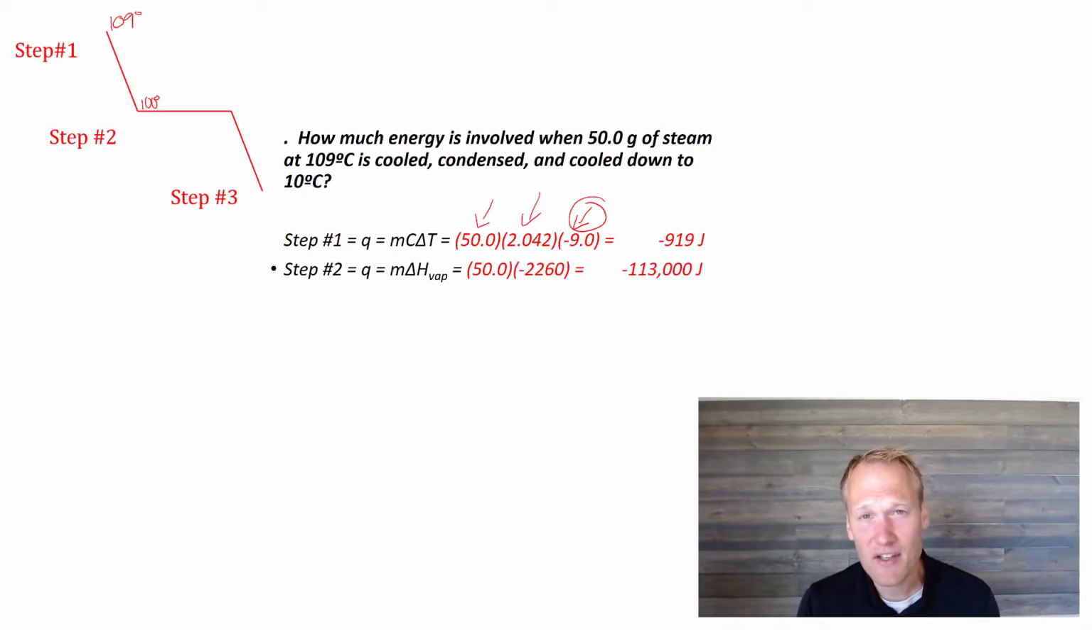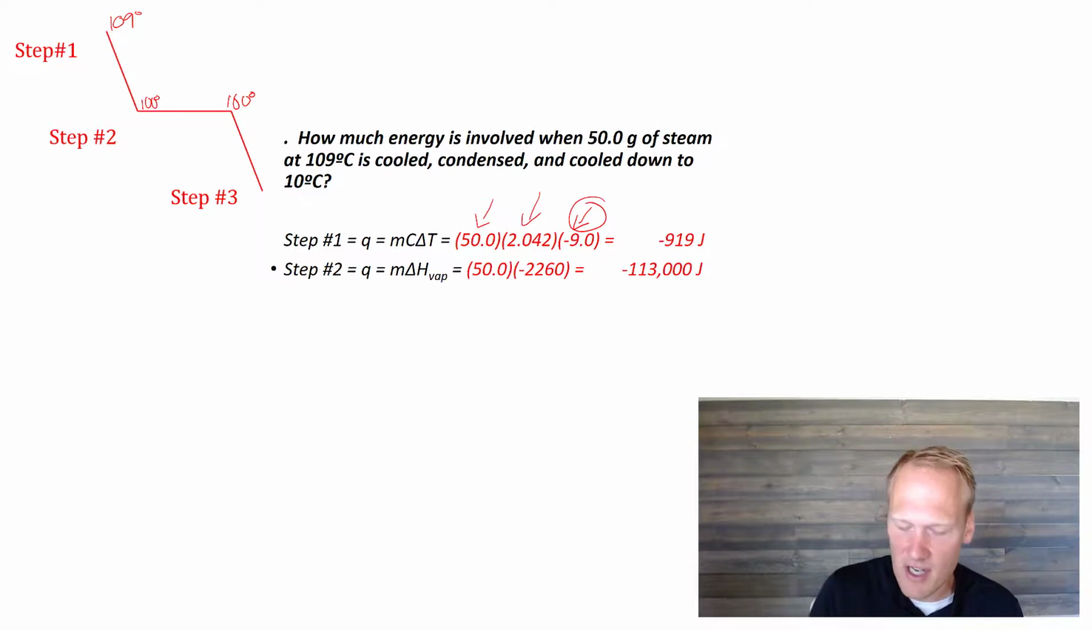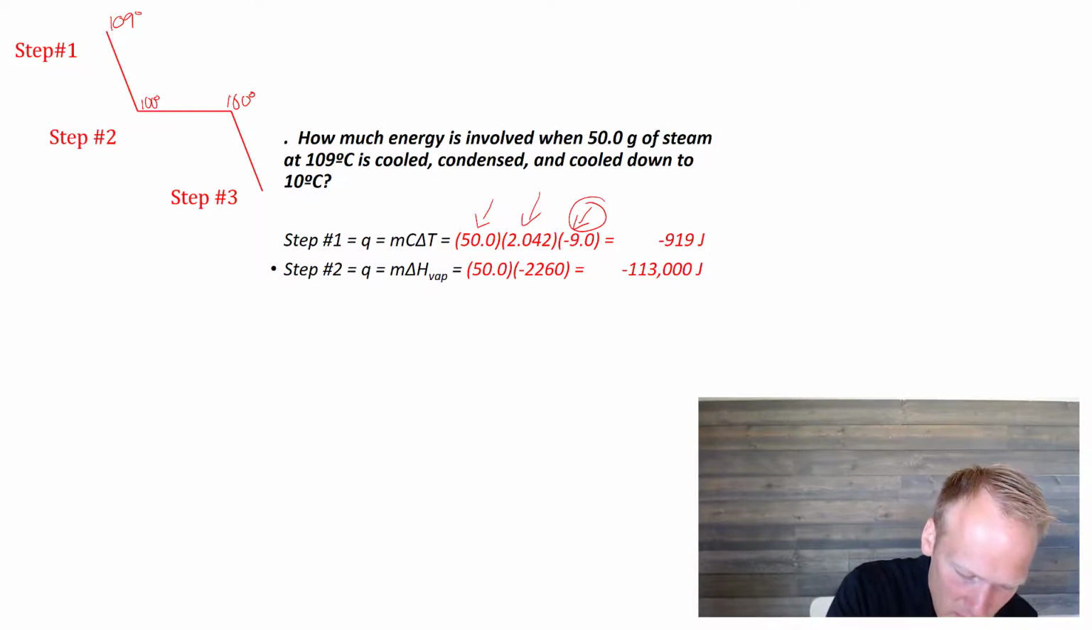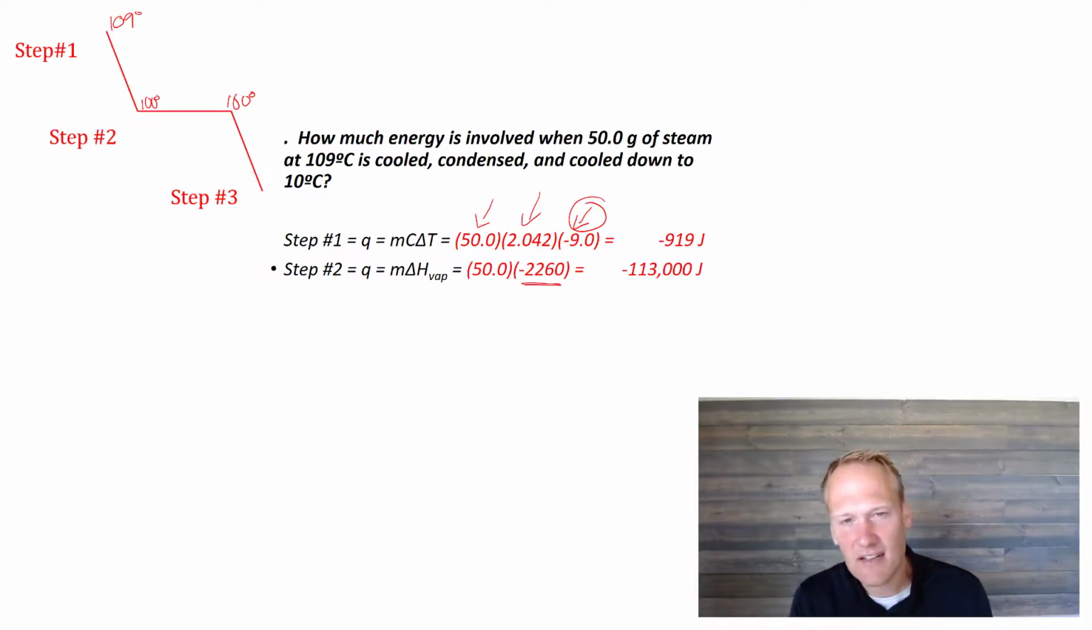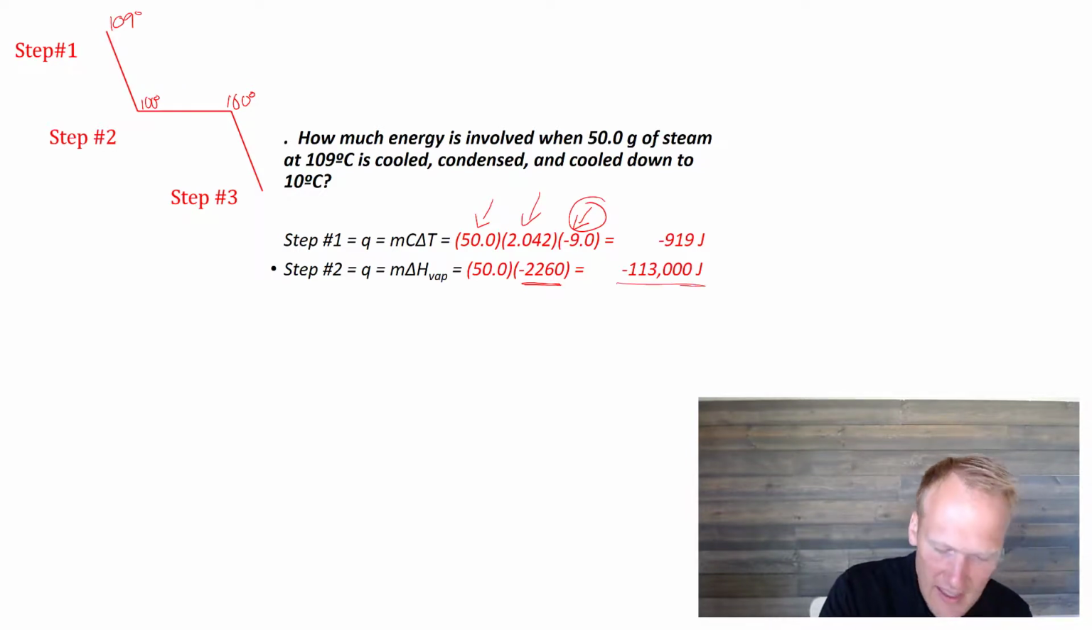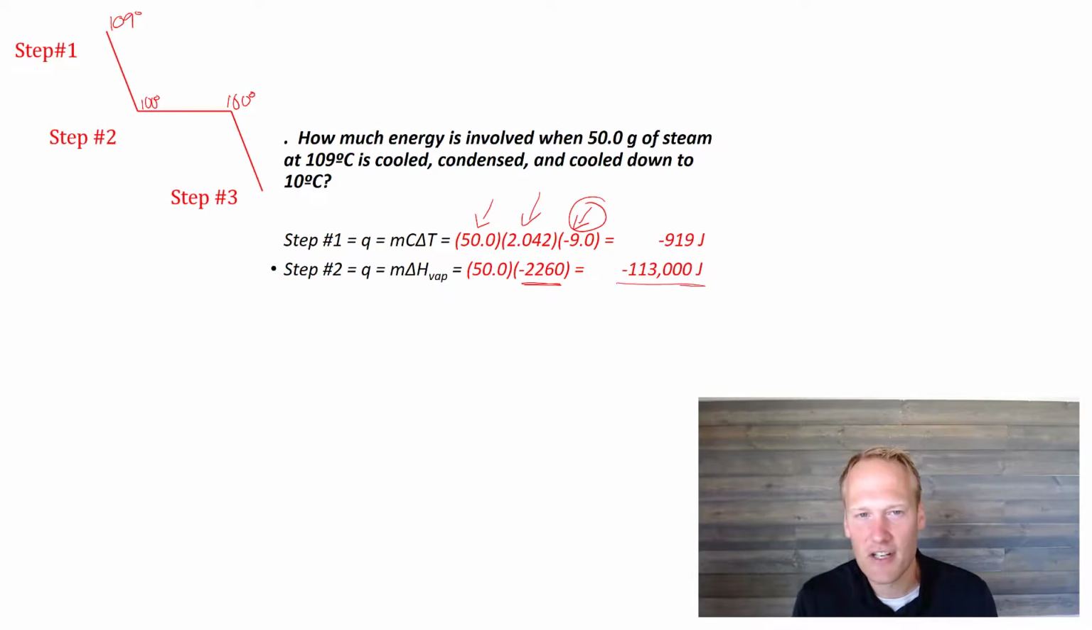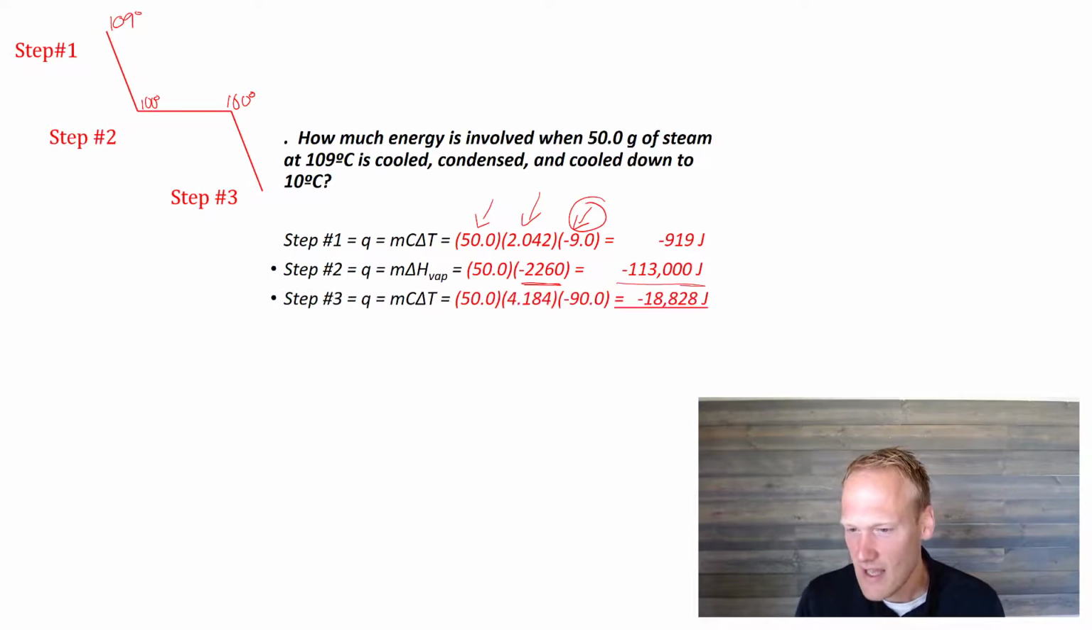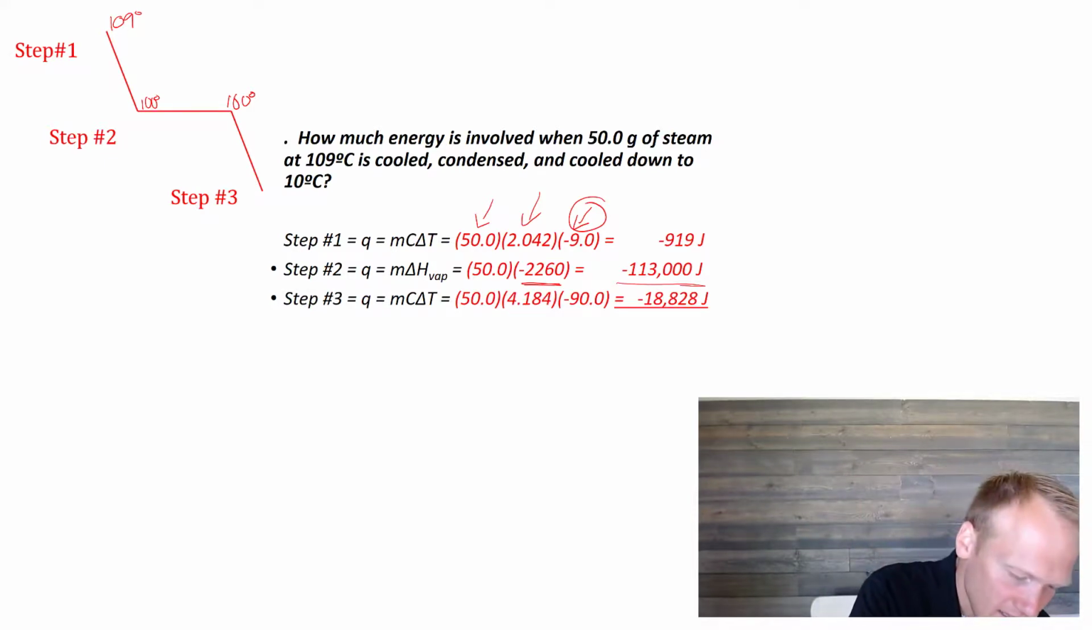Step 2 is the phase change. We have 50 grams of substance. The temperature will still be 100, so we don't have to deal with a temperature change. But the heat of vaporization should be negative because it's cooling down. And you will see it takes a lot of energy for water vapor to go from gas to liquid. Finally, step 3. That's when we go from 100 all the way down to 10.